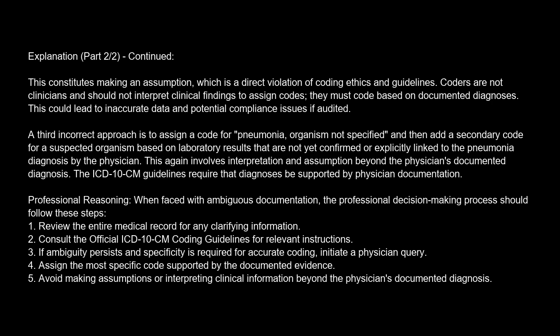Professional reasoning. When faced with ambiguous documentation, the professional decision-making process should follow these steps. 1. Review the entire medical record for any clarifying information. 2. Consult the official ICD-10-CM coding guidelines for relevant instructions. 3. If ambiguity persists and specificity is required for accurate coding, initiate a physician query. 4. Assign the most specific code supported by the documented evidence. 5. Avoid making assumptions or interpreting clinical information beyond the physician's documented diagnosis.